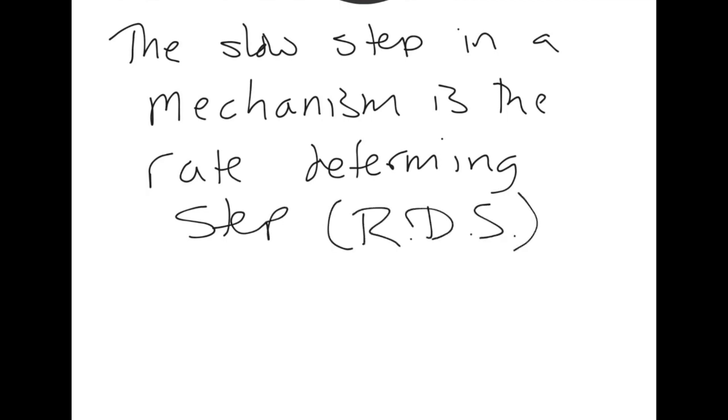So the slow step in a mechanism is the rate determining step. Your reaction can be no faster than its slowest step. So you find the step that is the slowest, and that is the limit for how fast your reaction can go. That's going to determine the rate of your reaction.